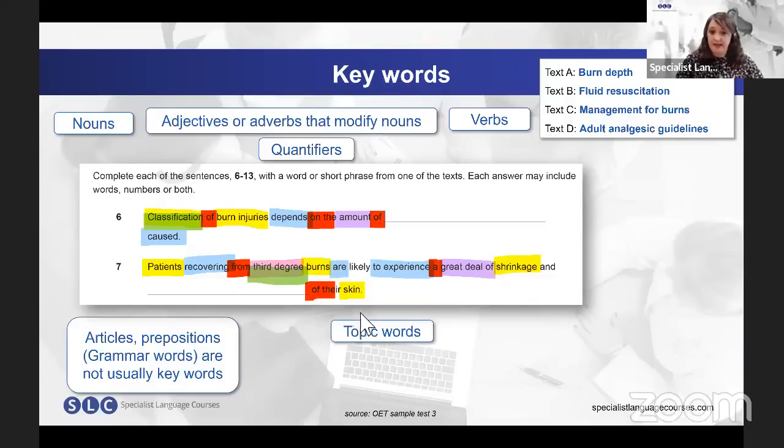Now, we've got lots of colors on our screen here, but as you may know, you're not allowed to use a highlighter in the OET exam. So instead, when we're looking at our keywords today, we're going to start underlining and circling as you might do in the exam. So here we've got nearly all of our words underlined, which is probably not an effective strategy in terms of your time. So let's take a look and let's look at which of these words are important to help us find the answer.